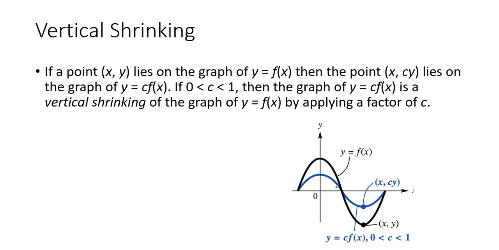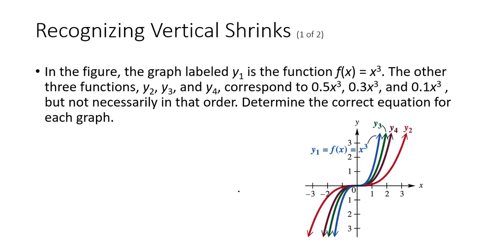If a point (x, y) lies on the graph of y is equal to f of x, so this is my graph in black, y is equal to f of x, then the point (x, cy) lies on the graph of y is equal to c times f of x. If this value of c is between 0 and 1, then the graph of y is equal to c times f of x is a vertical shrinking. Remember, we were talking about stretching. If c was greater than 1, the graph would stretch. In here, if c is between 0 and 1, the graph will shrink by that factor.